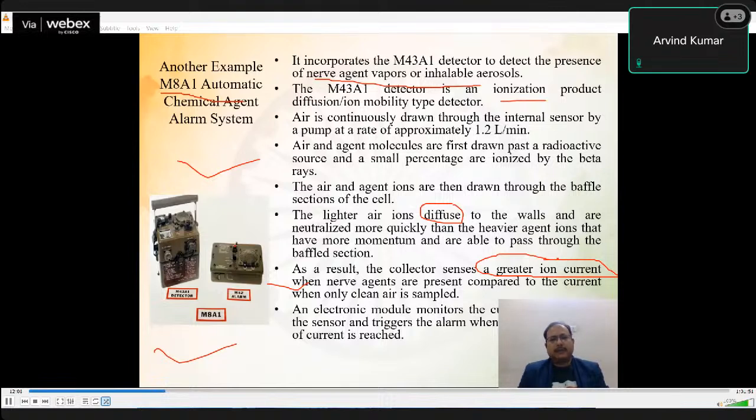By this mechanism, it is understood that there is a chemical agent, and it sounds the alarm and gives the first responders, or whoever is handling this equipment, the understanding that there is a probability of nerve vapor or inhalable aerosol present in the ambient atmosphere. Detection is the basic thing we are able to do. Then we can proceed with the help of proper antidotes or mechanisms required for this particular situation.